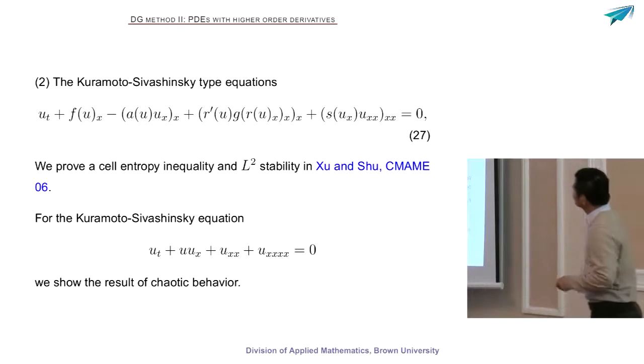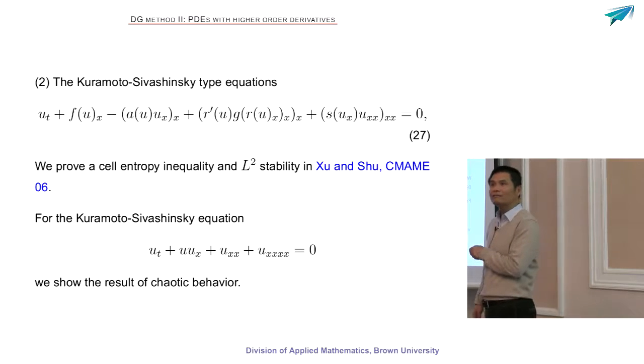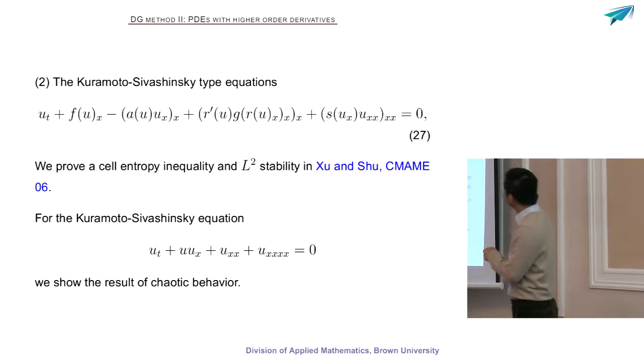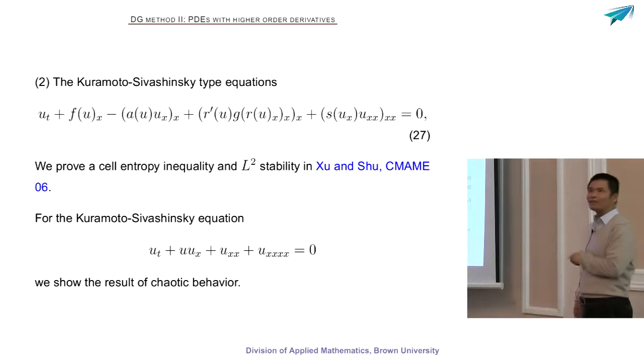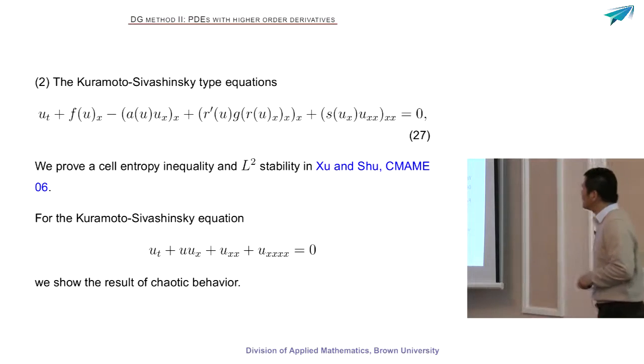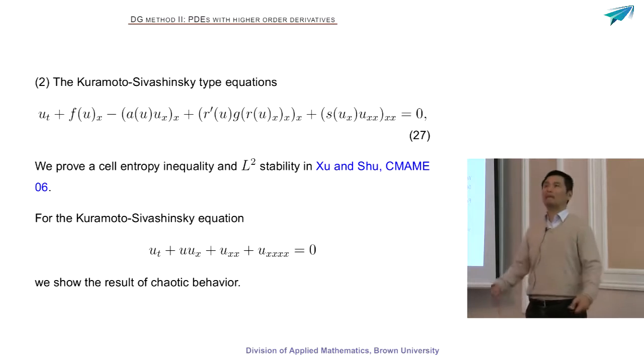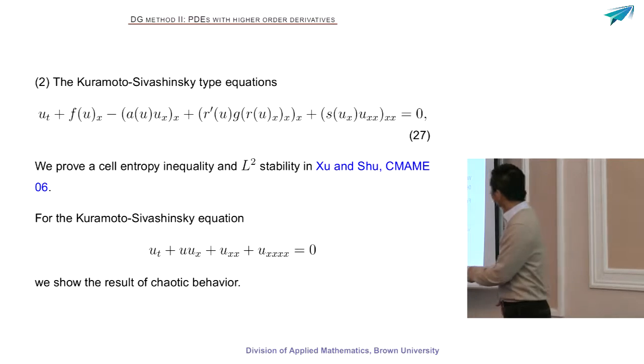Okay. So here you have the Kuramoto-Sivashinsky equation. Sivashinsky is Russian? Sounds Russian. Kuramoto might be Japanese, right? Kuramoto, yeah, okay. The equation looks like this. This is a fourth order PDE. This is just a coefficient. You can think of this coefficient as 1, for example. Then it is uxxxx, right? So it's a fourth order PDE. You can design the LDG scheme and then show that the scheme is energy stable, with cell entropy inequality and L2 stability in this paper.